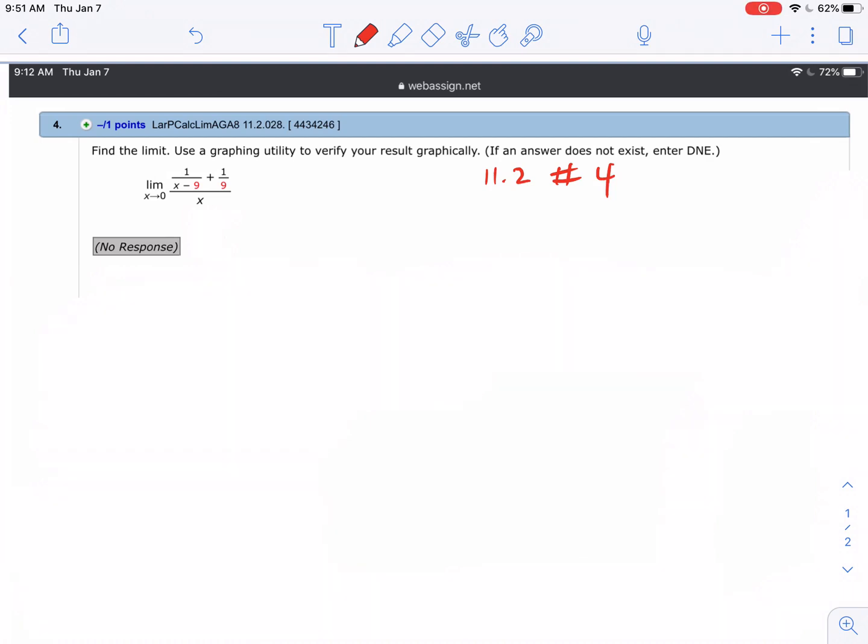11.2, number 4, gives us this rational expression. And if you put the 0 in, what you're going to end up with is negative 1 over 9 plus 1 over 9, and you end up with that 0 over 0 thing again. So we have to use a different technique.